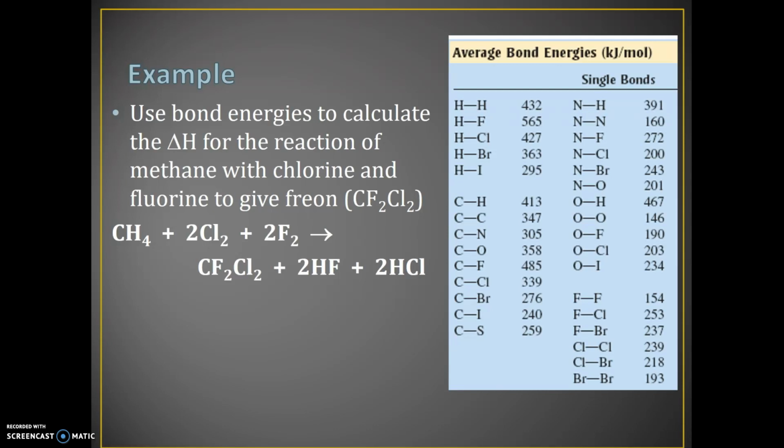Now you have this example. When you do examples like this, you're going to be given these values. You never have to memorize them. You'll always be given these values if you need them. It says use bond energies to calculate the delta H for the reaction of methane with chlorine and fluorine to give freon. So here's your chemical reaction. You need to figure out, using these bond energies, what the overall delta H is for this reaction. It will help if you draw out all of the Lewis structures and then figure out which bonds are being broken and which bonds are being formed. And then you can just subtract them.